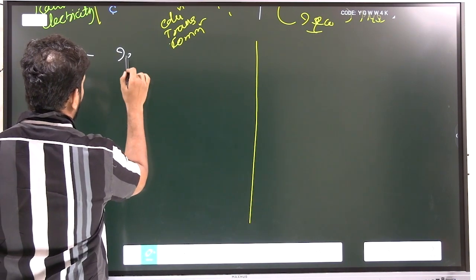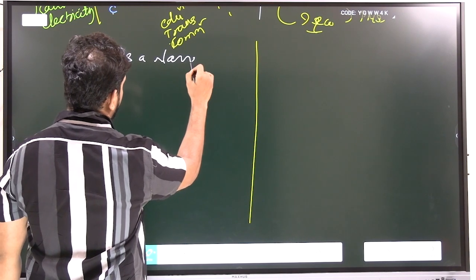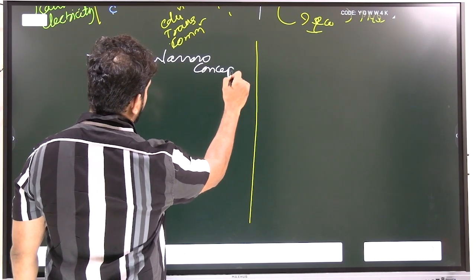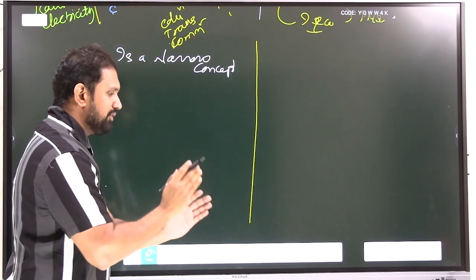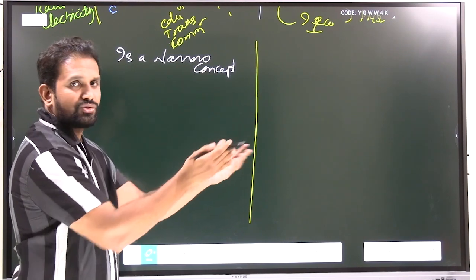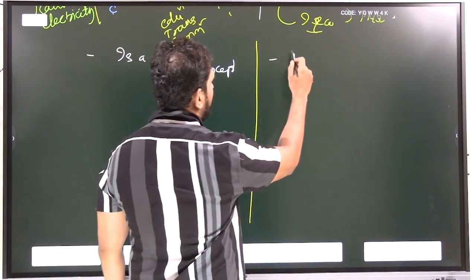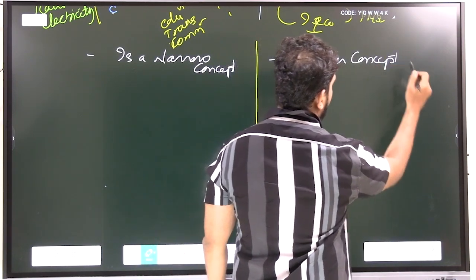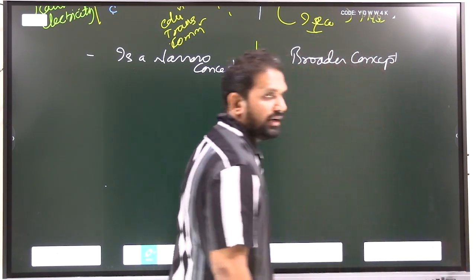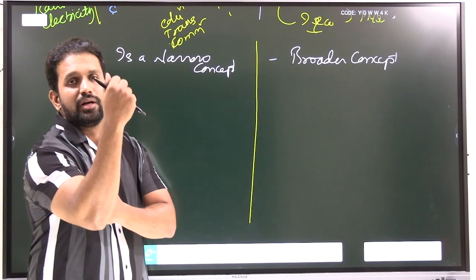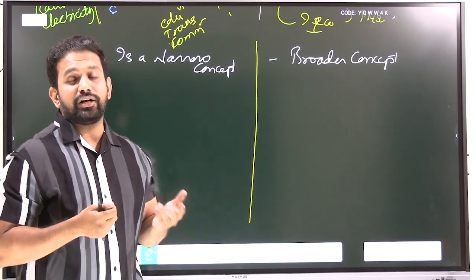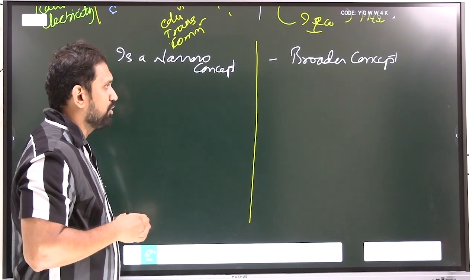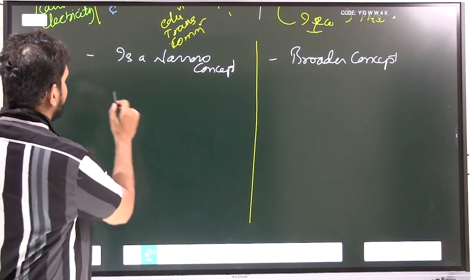Economic growth is a narrow concept. It obviously talks only about whether goods and services increase or not, that's all. Whereas economic development is a broader concept. It talks about poverty, unemployment, increasing per capita income, electricity security, water security, and so on and so forth. That's why it's a very broad concept.